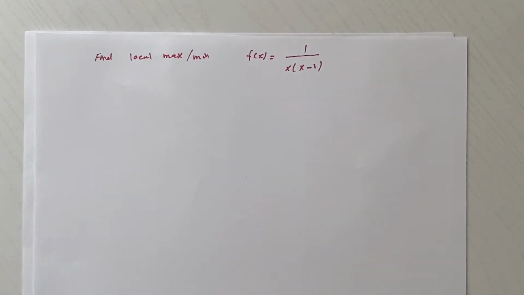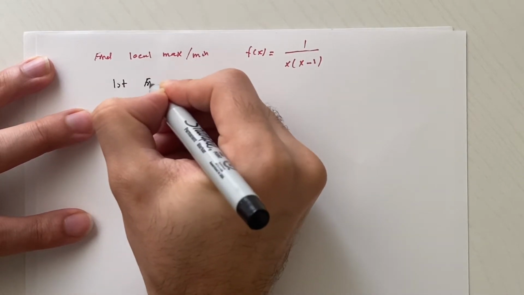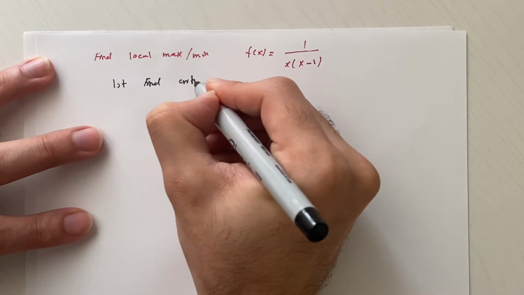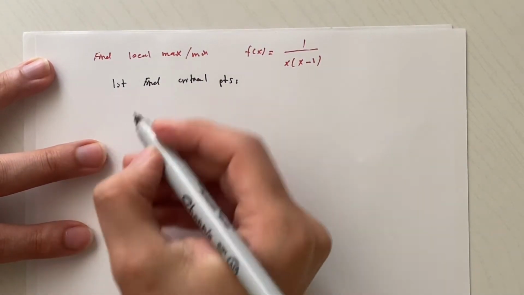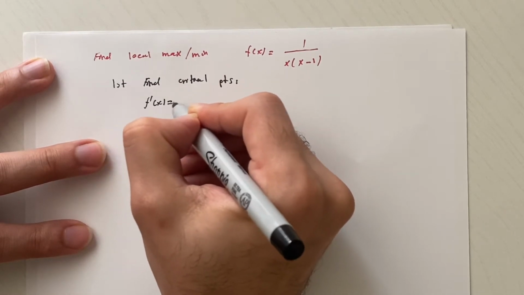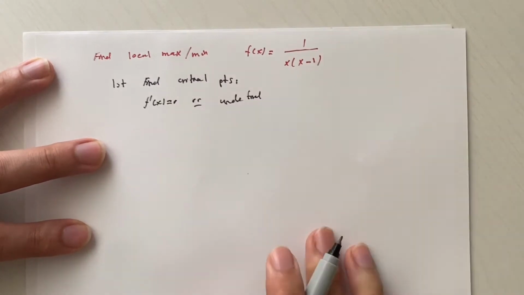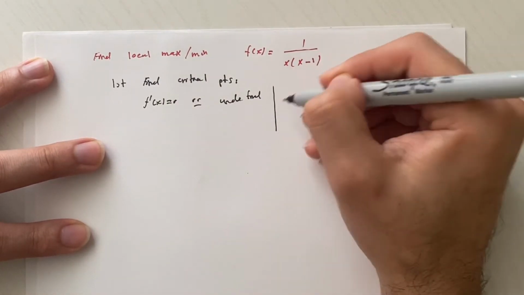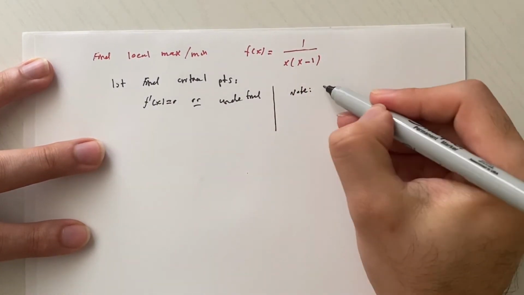We are given the function 1 over x times (x minus 1), and we want to find where the local maximum and the local minimum are. So again, the first thing to determine a local maximum or minimum is to find the critical points, and then second, we test for a local maximum or minimum at that critical point. For critical points, we find the first derivative and set it equal to 0, or we find where it's undefined.